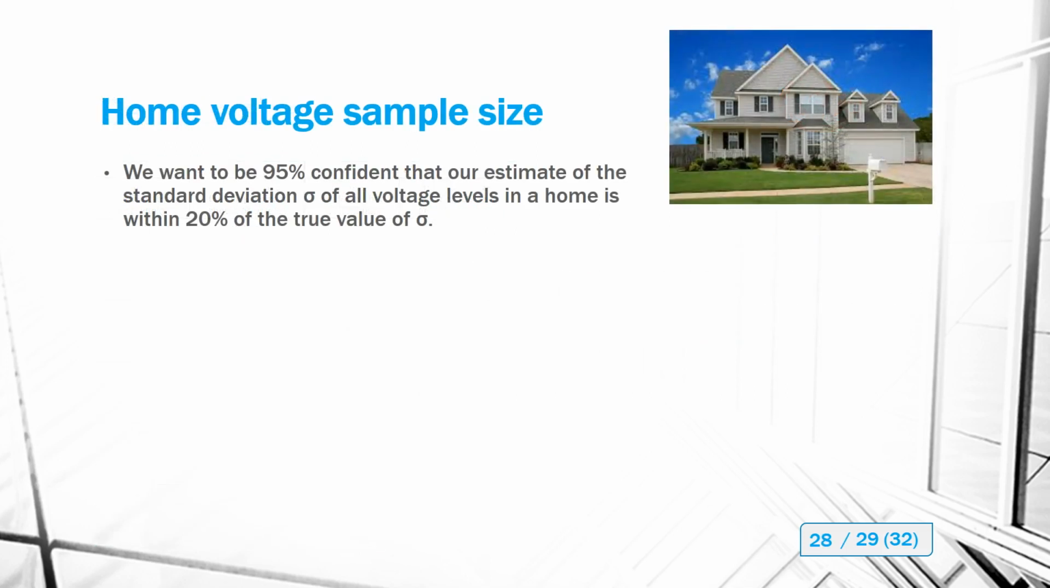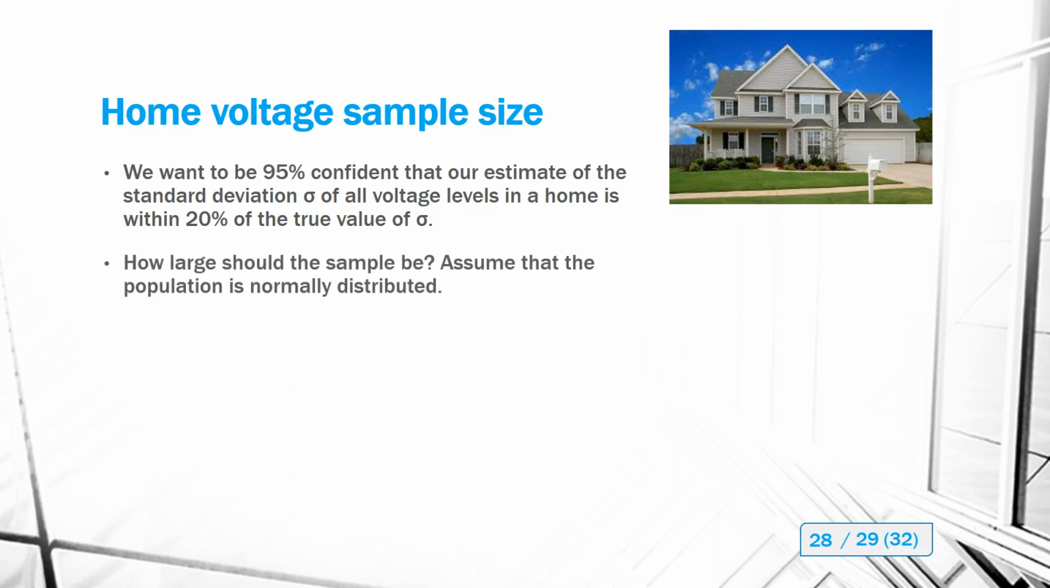So let's look at an example that involves that. We want to be 95% confident that our estimate of the standard deviation sigma of all voltage levels in a home is within 20% of the true value of sigma. Okay, so how large should the sample be? We're asked to assume that the population is normally distributed. Now we've got our initial assumptions satisfied.